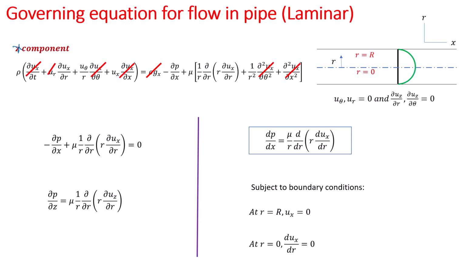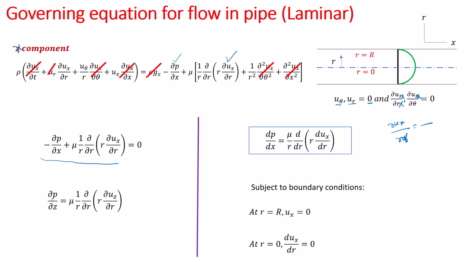Now we have the assumption that ur and utheta are 0. Also, from the continuity equation, the derivative of uz with respect to x and with respect to theta is equal to 0. So the only thing we have is the derivative with respect to r. Okay, so that's why we keep this component here, and the pressure gradient in the x direction. So from here we get the governing equation for the laminar pipe flow.